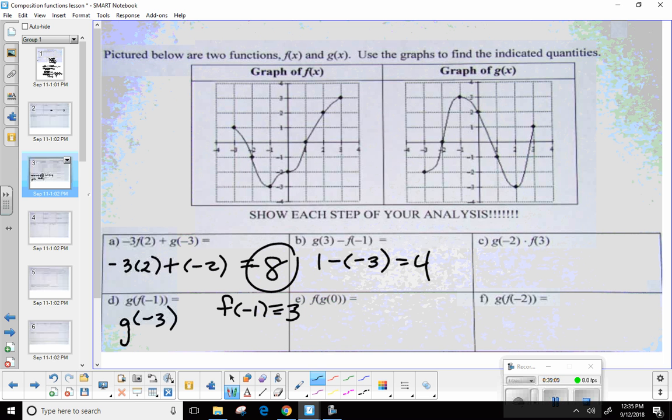So now I want to jump graphs. When x is negative 3, what's the y value? Negative 2. Is everybody okay with that? Is there anybody who's not seeing where we're getting these values from?